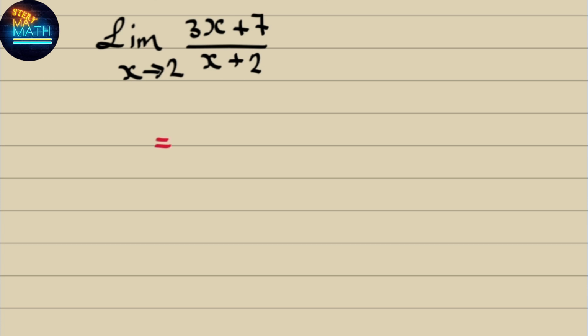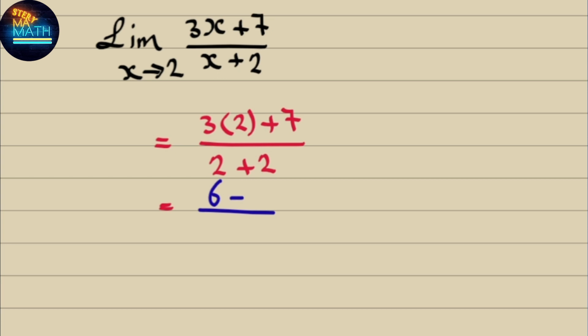So 3 times 2 plus 7 divided by 2 plus 2, which is 6 plus 7 divided by 4. 6 plus 7 is 13 divided by 4, and this is the answer.